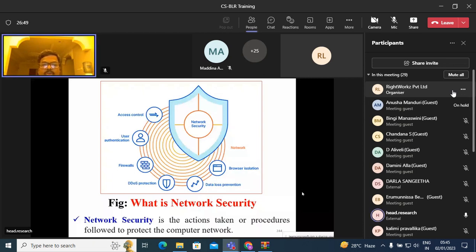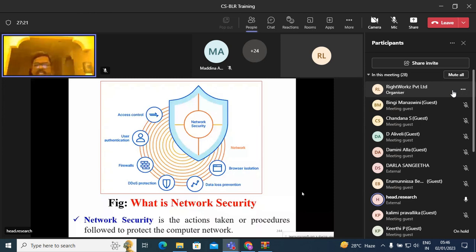Through the network you can see access control, user authentication, firewalls, distributed denial of service protection, data loss prevention, browser isolation. These are the processes, tools and techniques we need to use to protect sensitive data. That is called network security.